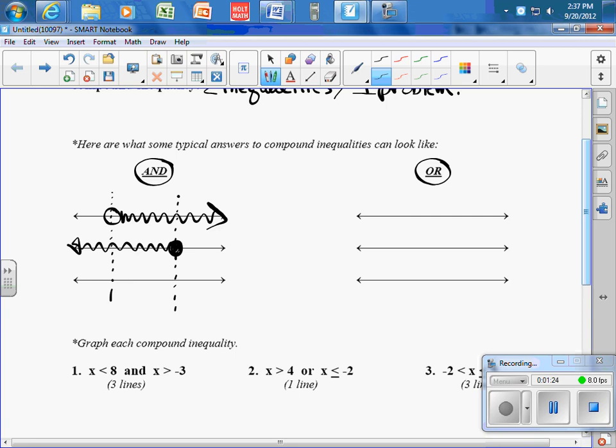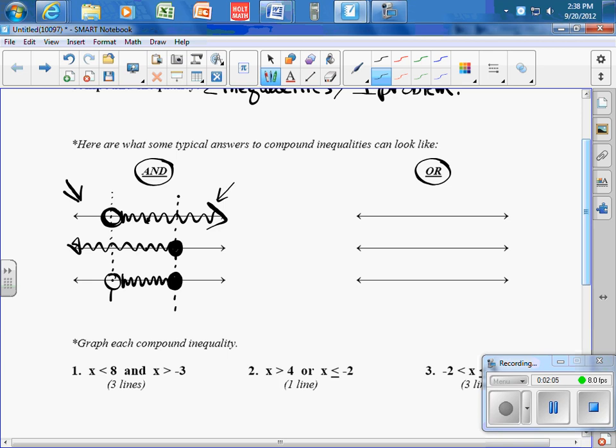Well, they don't overlap out here to the left of that dotted line. They don't overlap here because this is hollow. If this is hollow, it'll be hollow here. They don't overlap out here, but they do overlap on this point right here, so I'm going to fill that in. They also overlap in between the two, so I'm going to shade in between the two circles. And that's what a typical, not all of them by any stretch of the imagination, but that's what a typical compound and would look like.